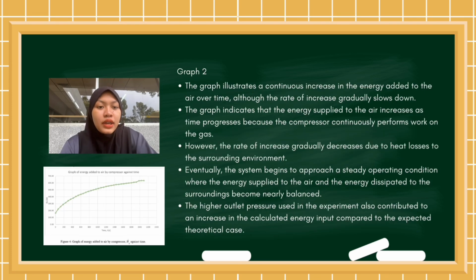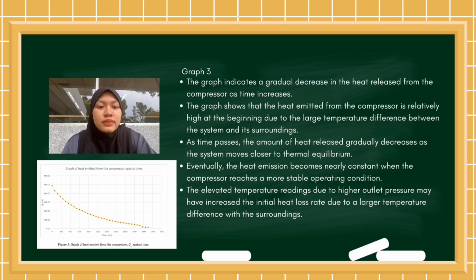As for graph 2, the graph illustrates a continuous increase in the energy added to the air over time, although the rate of increase gradually slows down. The graph indicates that the energy supplied to the air increases as time progresses because the compressor continuously performs work on the gas. However, the rate of increase gradually decreases due to heat losses to the surrounding environment. Eventually, the system begins to approach a steady operating condition where the energy supplied to the air and the energy dissipated to the surroundings become nearly balanced. The higher outlet pressure used in the experiment also contributed to an increase in the calculated energy input compared to the expected theoretical case.